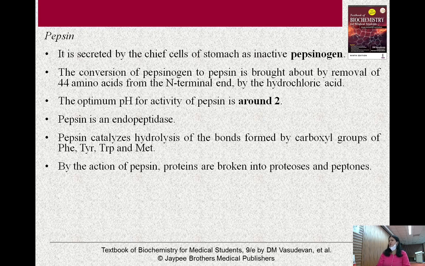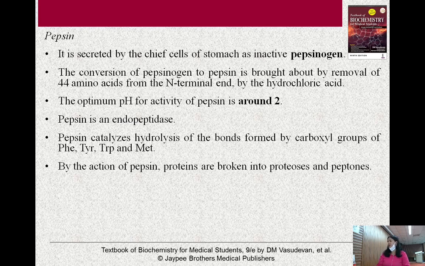So conversion of pepsinogen to pepsin occurs with the help of hydrochloric acid. Once a small amount of pepsin is formed, that pepsin will in turn convert the rest of the pepsinogen molecule into pepsin. What is the pH of the gastric juice? If somebody asks you, it should be around 1 to 2. The optimal pH for the activity of pepsin is also on the acidic side, around 2. Clear?